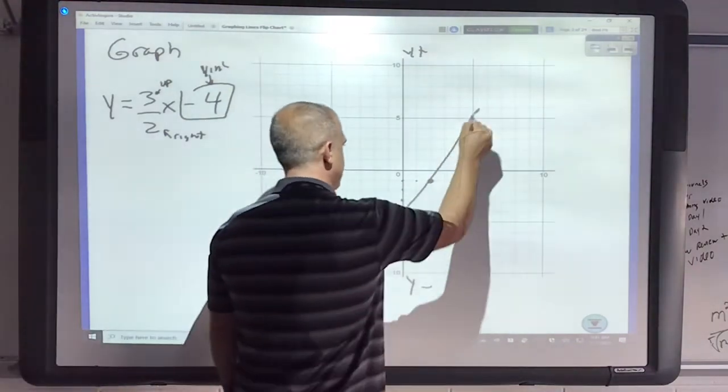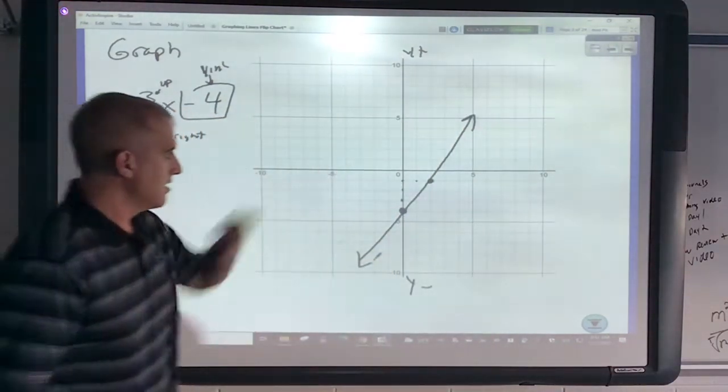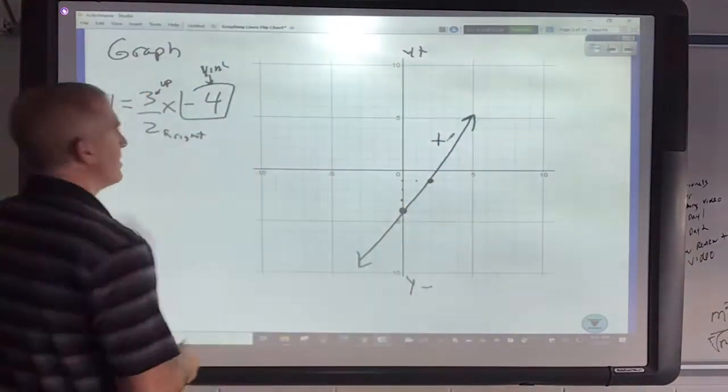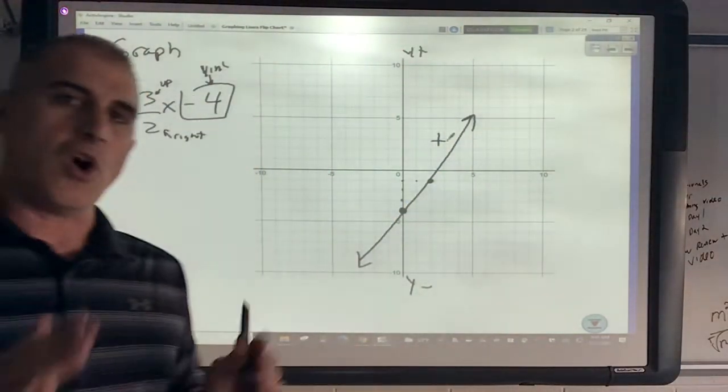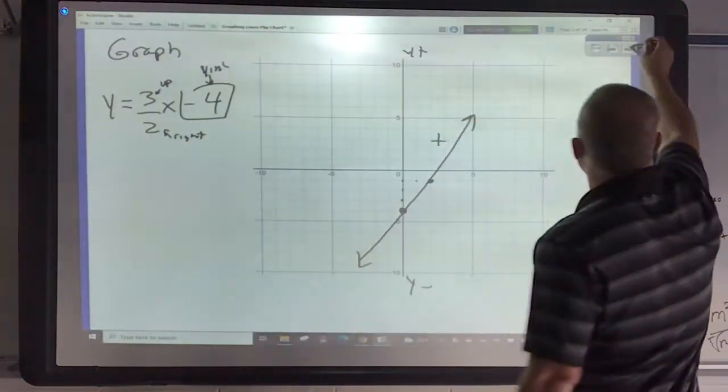Connect the dots. Now, here's the most important part. The slope of this line is positive. The line is positive. Good shape. Always double check that, okay?